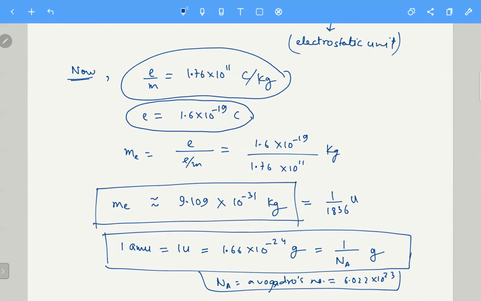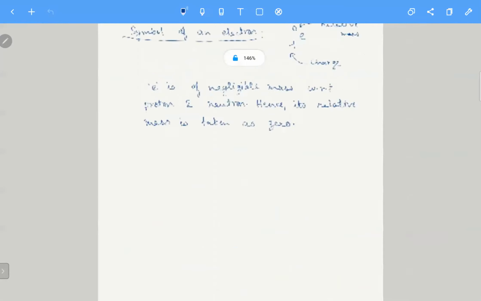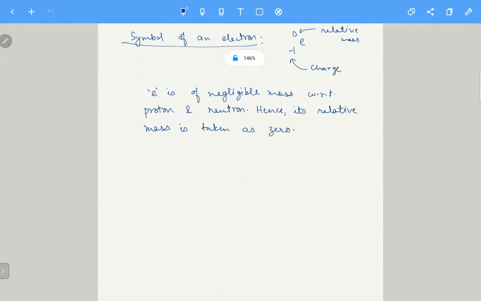Therefore, we take the relative mass of the electron as zero. So the symbol of an electron is written as E with minus 1 and 0. Minus 1 represents the relative charge on an electron and 0 represents the relative mass. Okay? This is where we stopped last time. Okay, let us continue further.